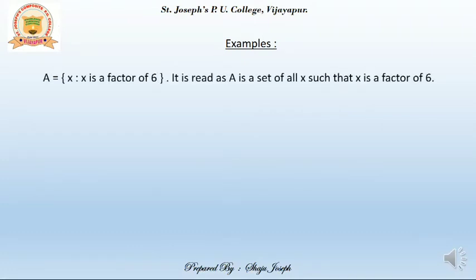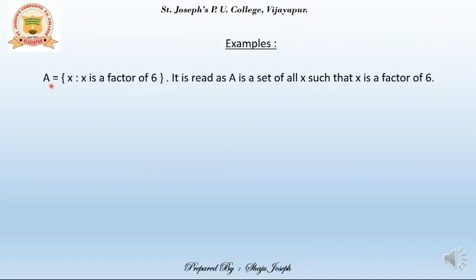First example, see here. A is equal to, first as I told you, one letter is used, right? That is X is used here. Not compulsory. You can use other letters also, but in small letters or lowercase letters. Then the colon, yes. Then we say X is a factor of 6, which is the property of the particular X. So we can read it as A is a set of all X such that X is a factor of 6. I repeat, please concentrate on the left side here.